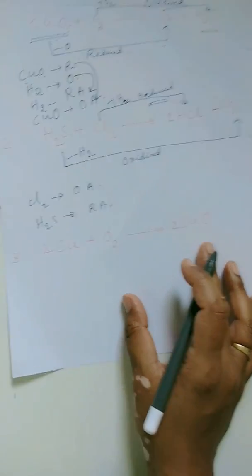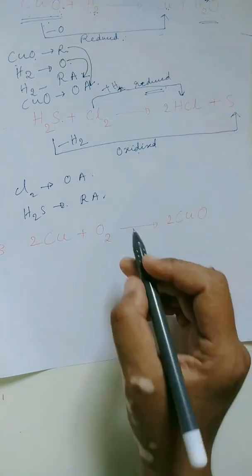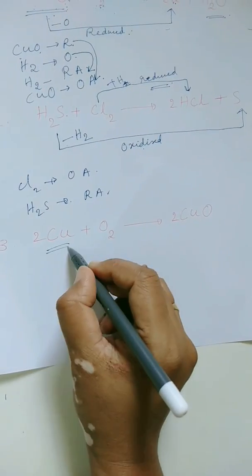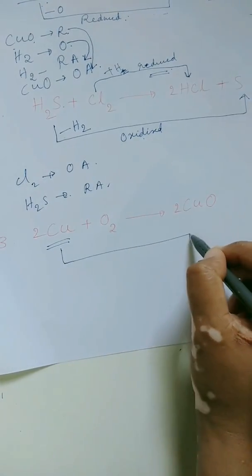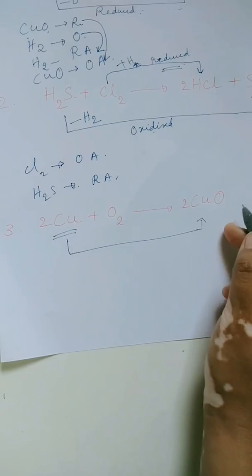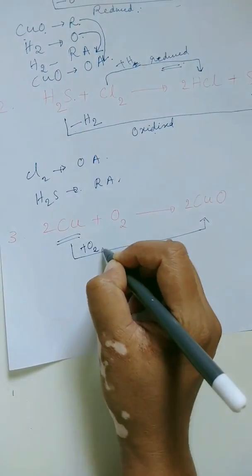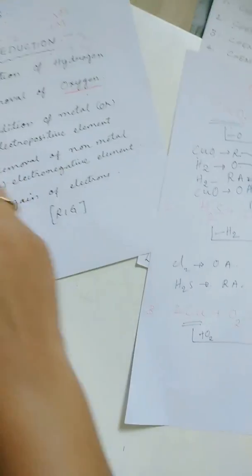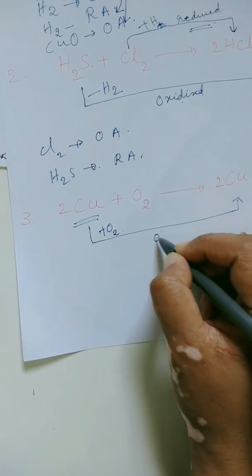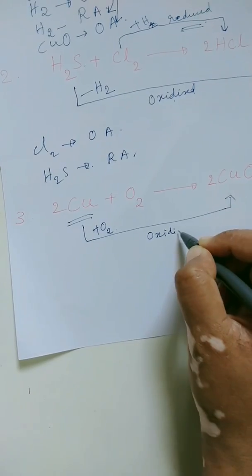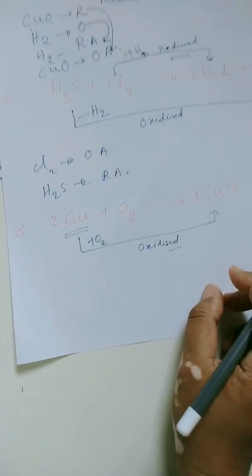Let us see another example. Can you guess what is happening to Cu? Cu is changing to CuO. So here what is happening? Oxygen is getting added. So addition of oxygen is nothing but oxidation. So I can say that copper is getting oxidized.